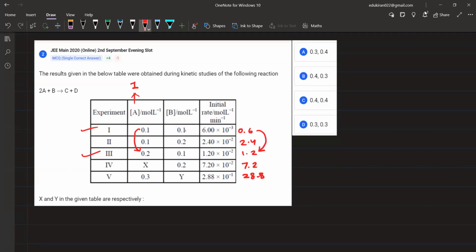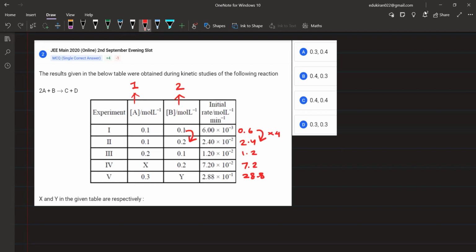Next, I am getting the order of B. Order of B के लिए क्या करना पड़ेगा? I have to take two experiments in which the concentration of A is same. Tell me which experiments should I take? 1, 2, 3, 4, 5 में से, which has the same concentration of A. 1 and 2. When I am doubling the amount of B, what is happening to the rate? The rate is getting 4 times. 6 4s are 24, right? Yes or no? Correct? Yes, है sir. ना? That means the order of B will be 2.